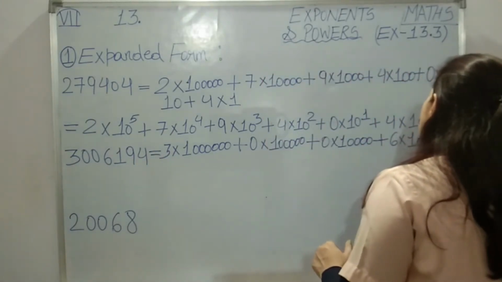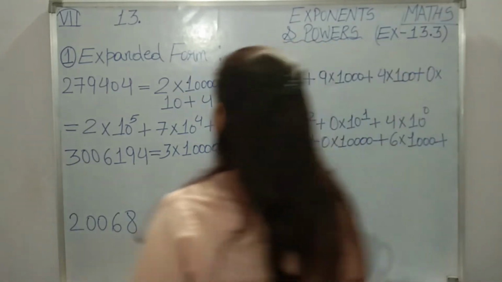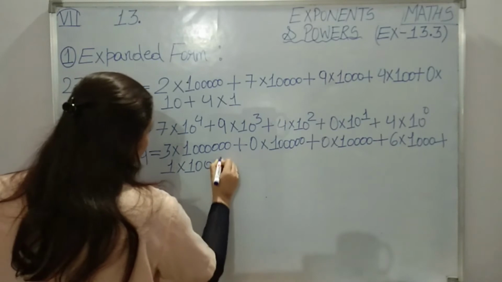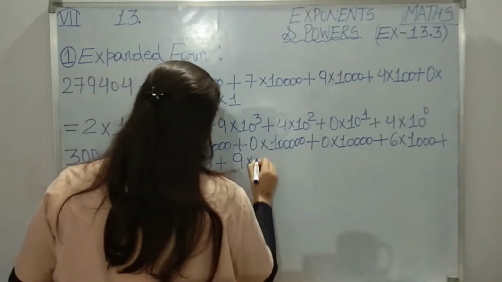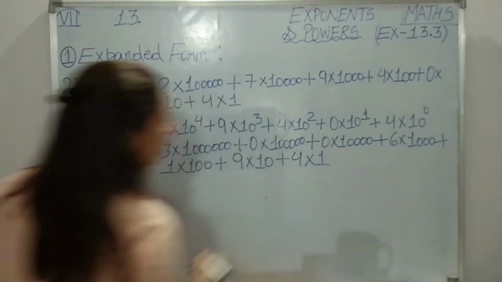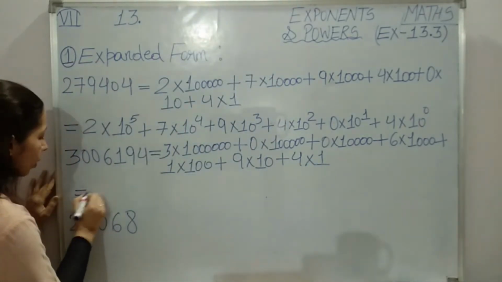So 1 and 3 zeros. Then 1's place value will be hundreds. So 1 into 100. Then 9's place value will be 10. So 9 into 10. 4's place value will be 4 into 1. Got it? Now let us write it in exponential notation.